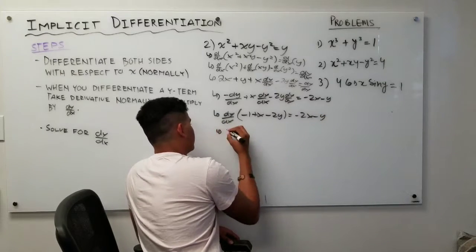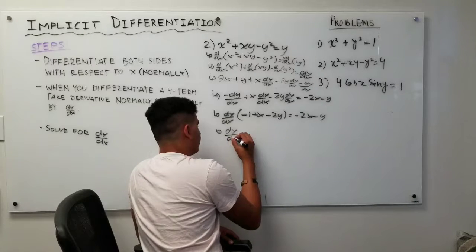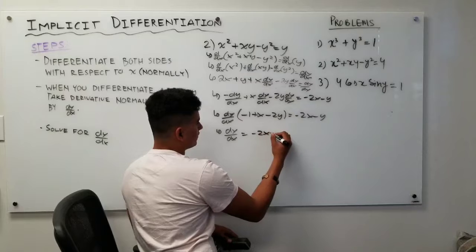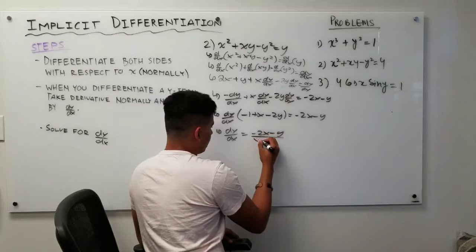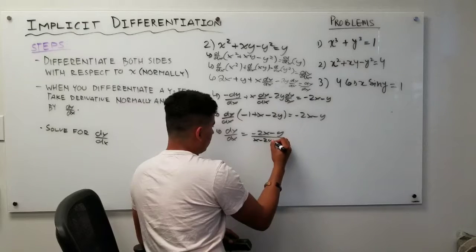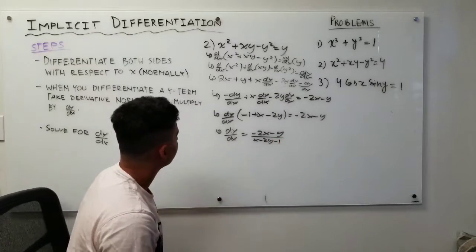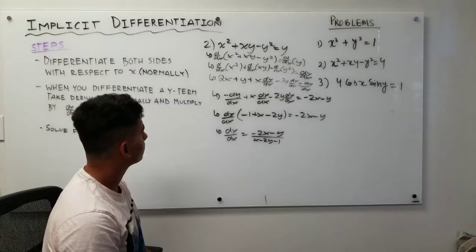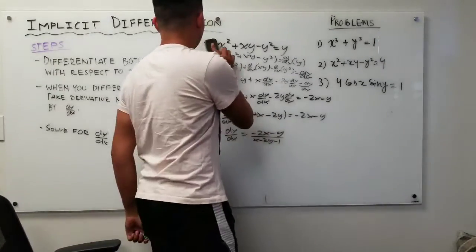Now if you were to simply divide this term on both sides, dy dx would equal minus 2x minus y divided by x minus 2y minus 1. And that is your answer right over there. Now it's quite a few steps, as you've noticed, but at the end you will get the same answer no matter what.